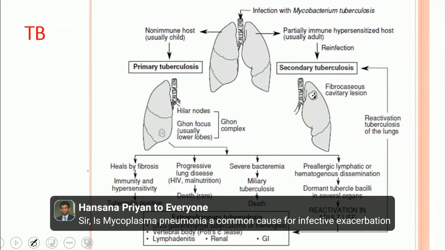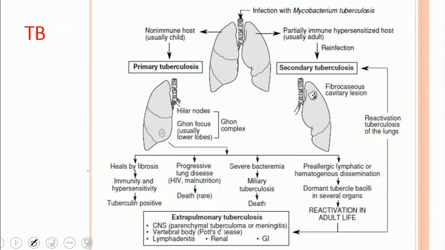Answer, no, mycoplasma is not a common cause of an infective exacerbation. It can cause an infective exacerbation, but it's not a common cause. Many would say Haemophilus influenzae, Pseudomonas, pneumococcus, right? These are the common triggers for infective exacerbation.